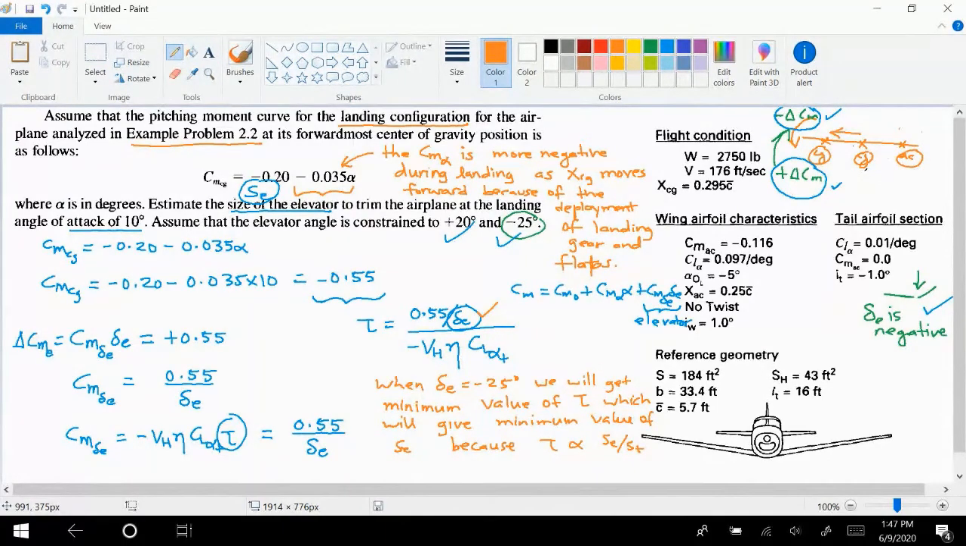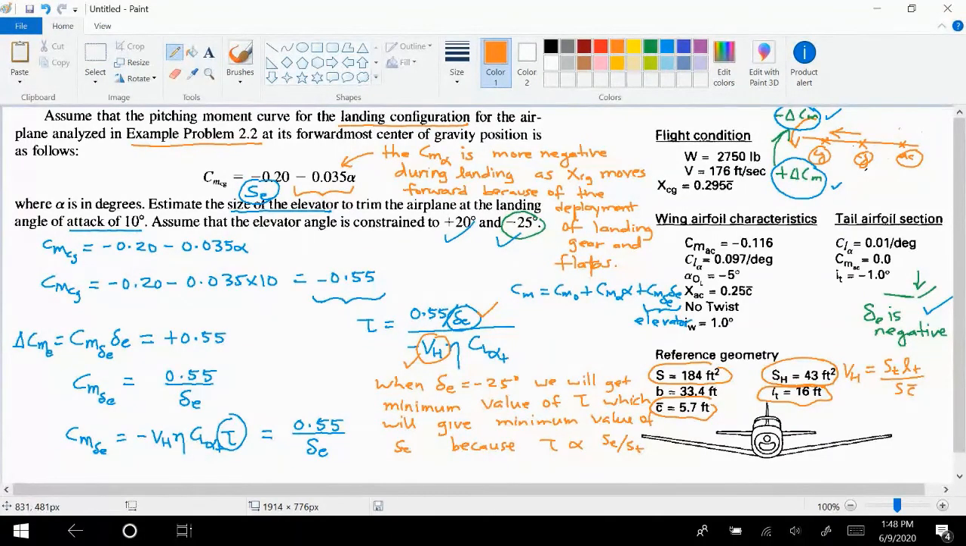Now the tail volume ratio VH, what will be the value of VH that we will put? The tail volume ratio is equal to ST times LT divided by S c bar. And ST is given to us here. I think this H here is the horizontal fin, which is the tail, and LT is given to us. The area of the wing is given to us, and the wing mean aerodynamic chord is also given to us. So you can calculate the value of VH.